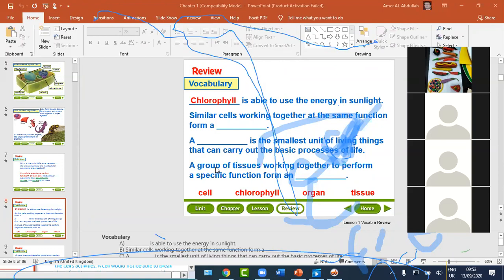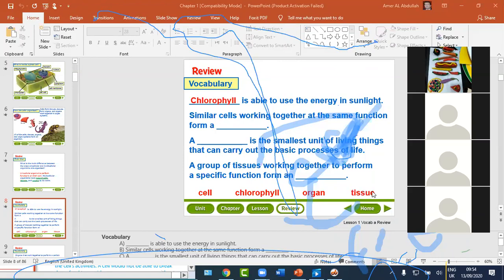A group of tissues working together to perform a specific function form an organ. Mister, can you explain it again? This vocabulary is not in the book. Chlorophyll, organ, tissue, cells.